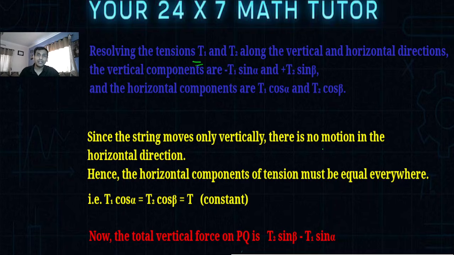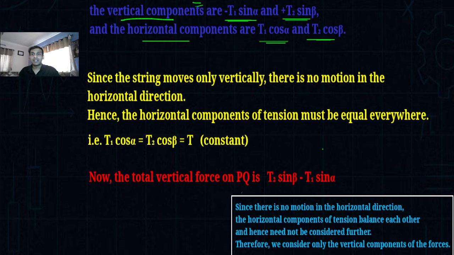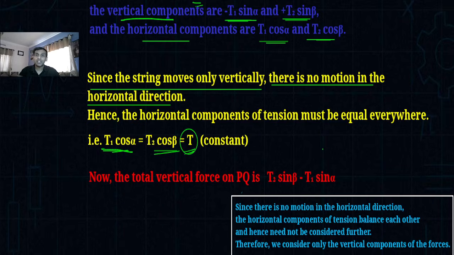And you're going to get vertical components minus T1 sine alpha, T2 sine beta, horizontal. Okay, you know these things. Okay, now comes the advantage of our assumption. Since the string moves only vertically, there is no motion in the horizontal direction. That means the horizontal components will be equal and we can assume it's a constant. And I'm going to call the constant T. Note it down, we need this.